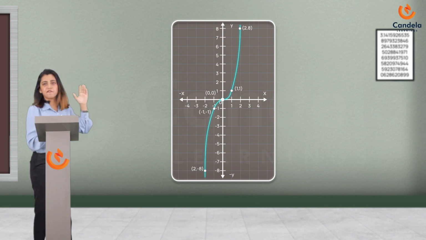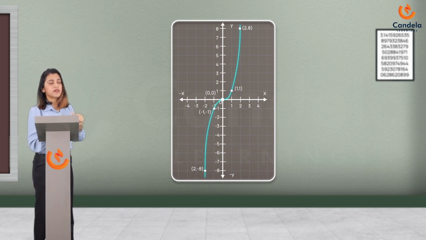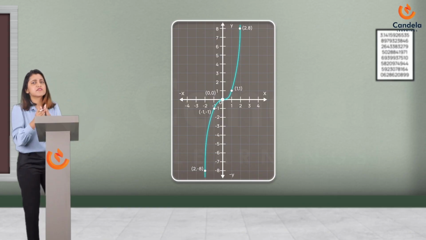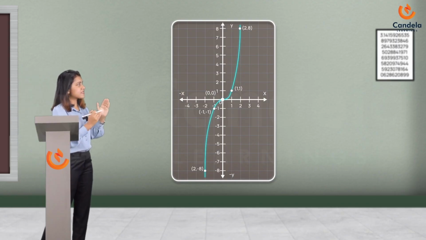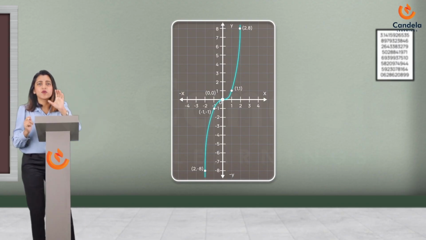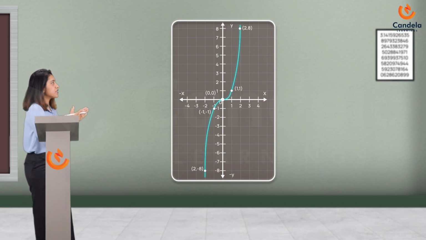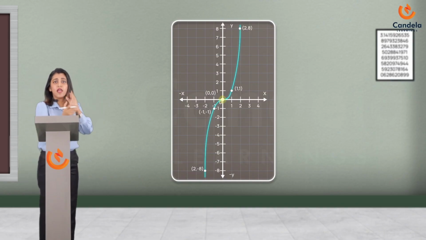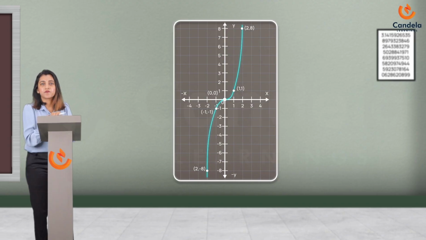We are getting a different curve, right? It is not similar to the first graph. So we can tell that there is no fixed shape for a cubic polynomial. And this graph cuts x-axis at exactly one point, which means there is only one zero for this polynomial. And the point is 0 comma 0. And the x-coordinate of that point is 0, which means that is the zero of this polynomial.